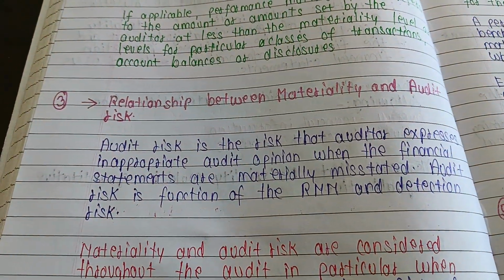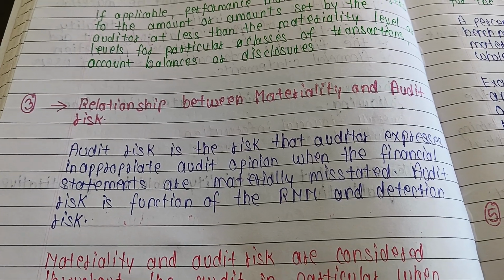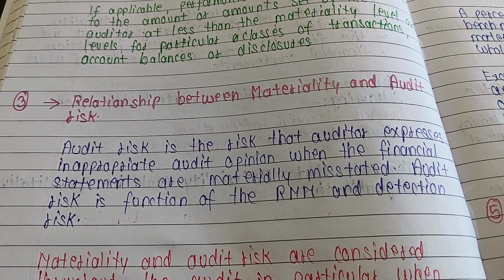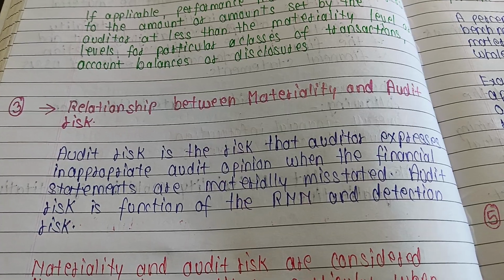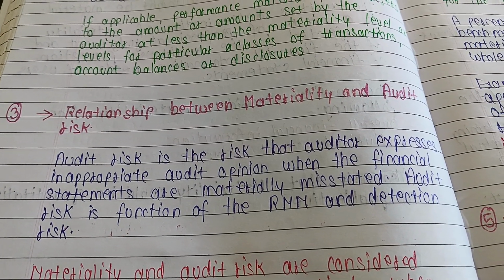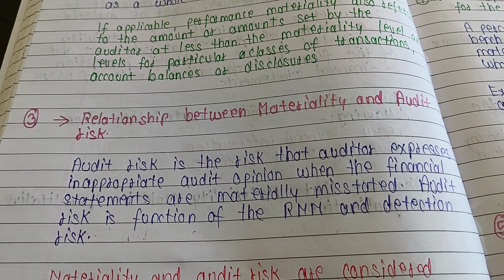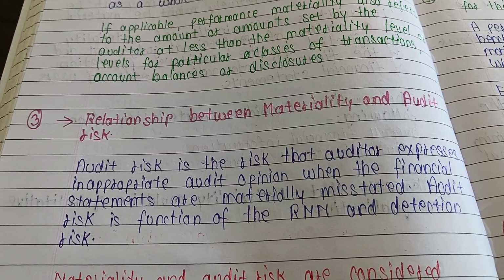Now, the next portion is the relationship between materiality and audit risk. First, let's understand what audit risk is. Audit risk is the risk that the auditor expresses an inappropriate audit opinion when the financial statements are materially misstated. Audit risk is a function of the risk of material misstatement and detection risk.